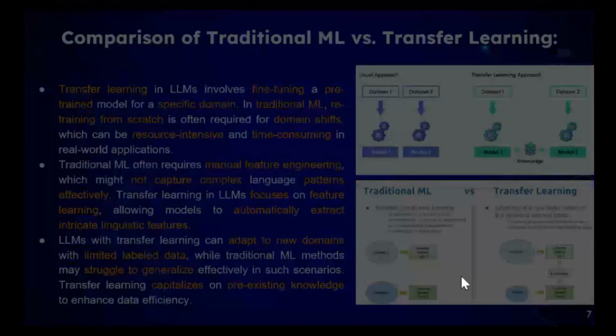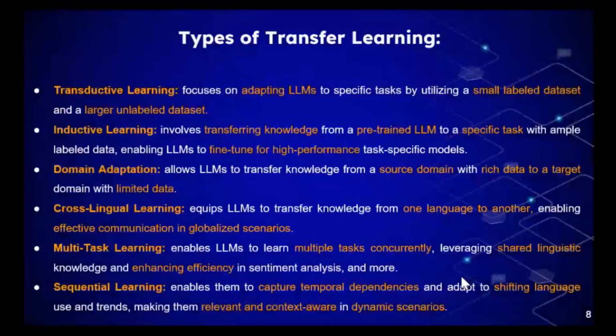Now we are diving into the types of transfer learning. Transfer learning is all about adopting the LLM language and a big scalable dataset. Then we have inductive learning. It is an approach like transferring knowledge from one expert to another. Then we have domain adaptation. It is like passing knowledge from a rich kid to a kid who has fewer resources.